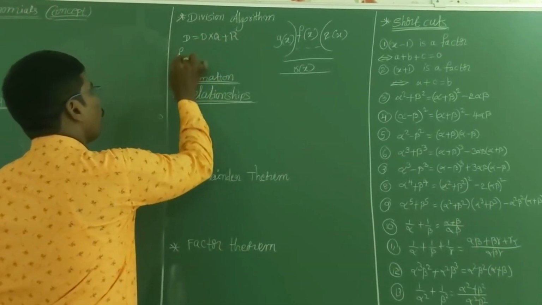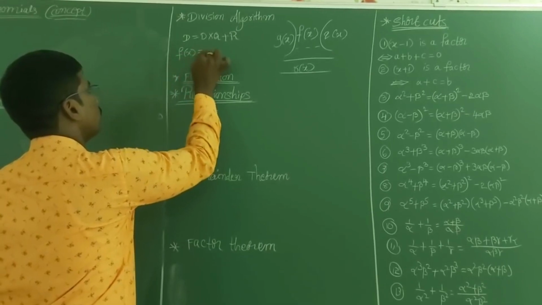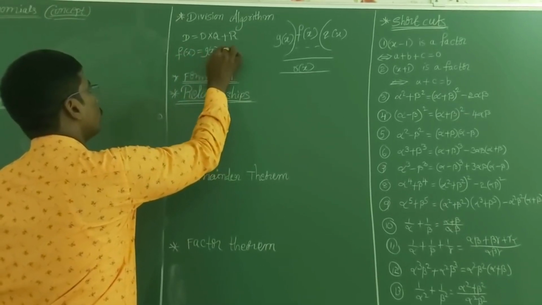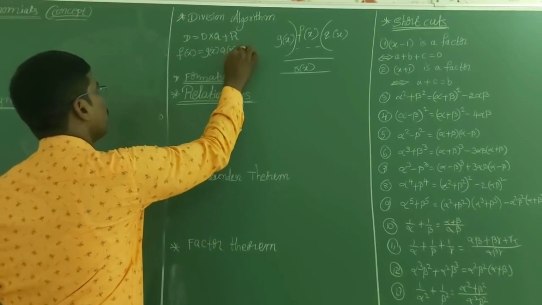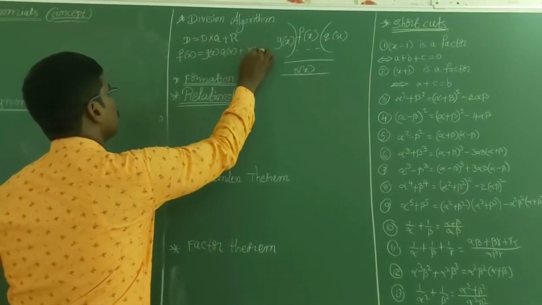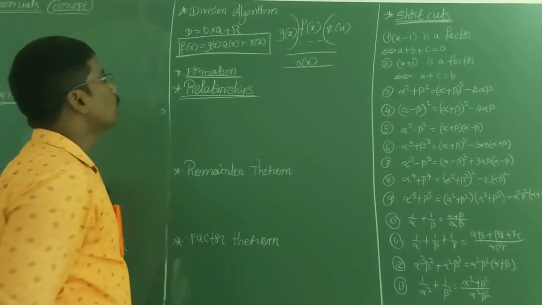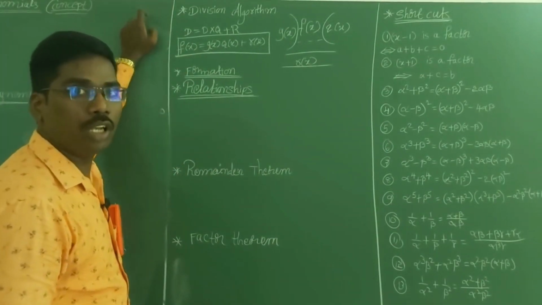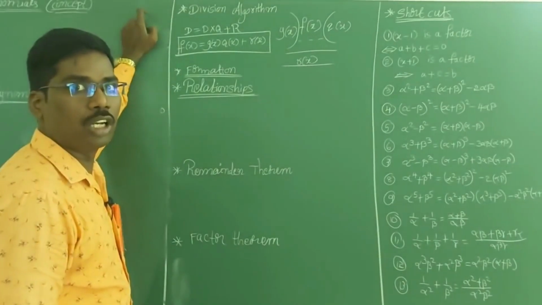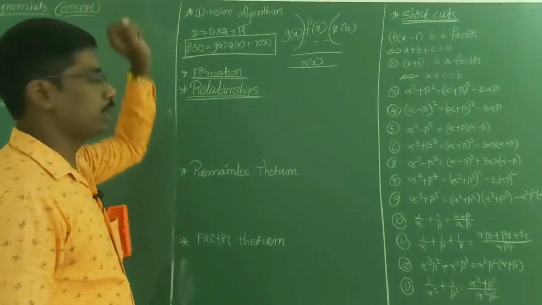So your dividend is f of x, divisor is g of x, quotient is q of x, and remainder is r of x. So this is called the division algorithm in polynomials. So now, formation.